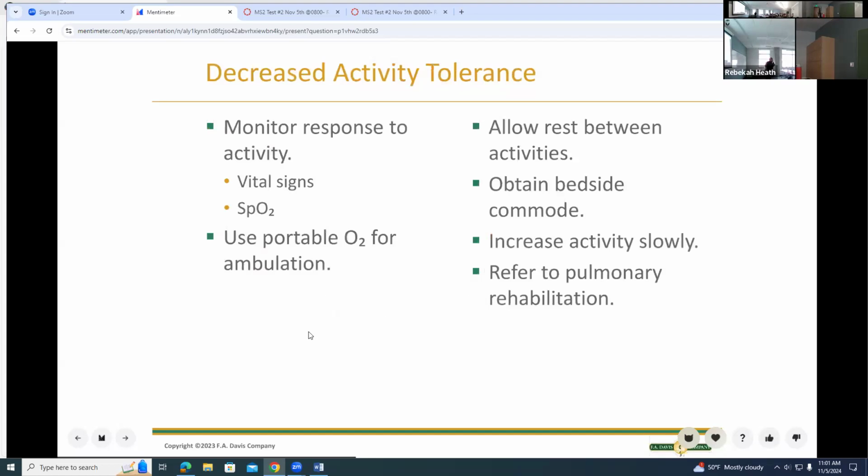Decreased activity tolerance. I think you guys got all of these. One thing is obtaining a bedside commode. That's one way of breaking up activity, because even walking to the bathroom might be too much for our patients if they're having an exacerbation of a respiratory condition.